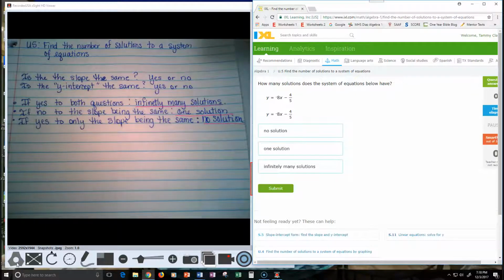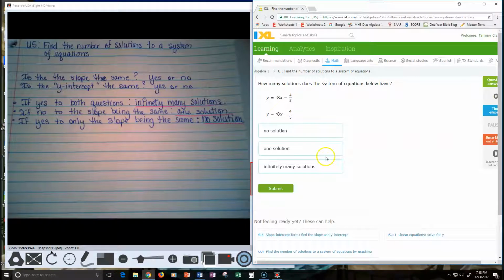As you're looking at your questions, ask yourself, is the slope the same? Yes or no? If you answer yes, is the y-intercept the same? Yes or no? If you say yes to both questions, it's infinitely many solutions. If you say no to the slope being the same, it's one solution. If you say yes to only the slope being the same, then it's no solution, because these are parallel lines, these are lines that cross, these are lines that lay on top of each other.